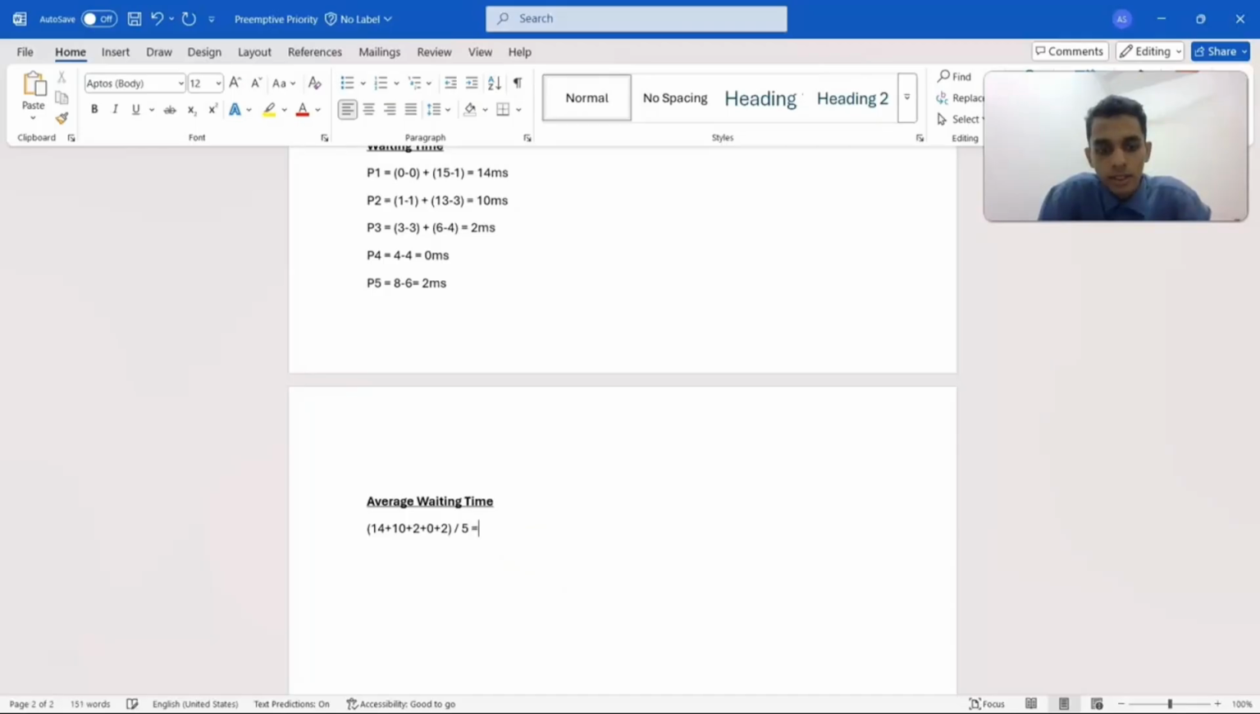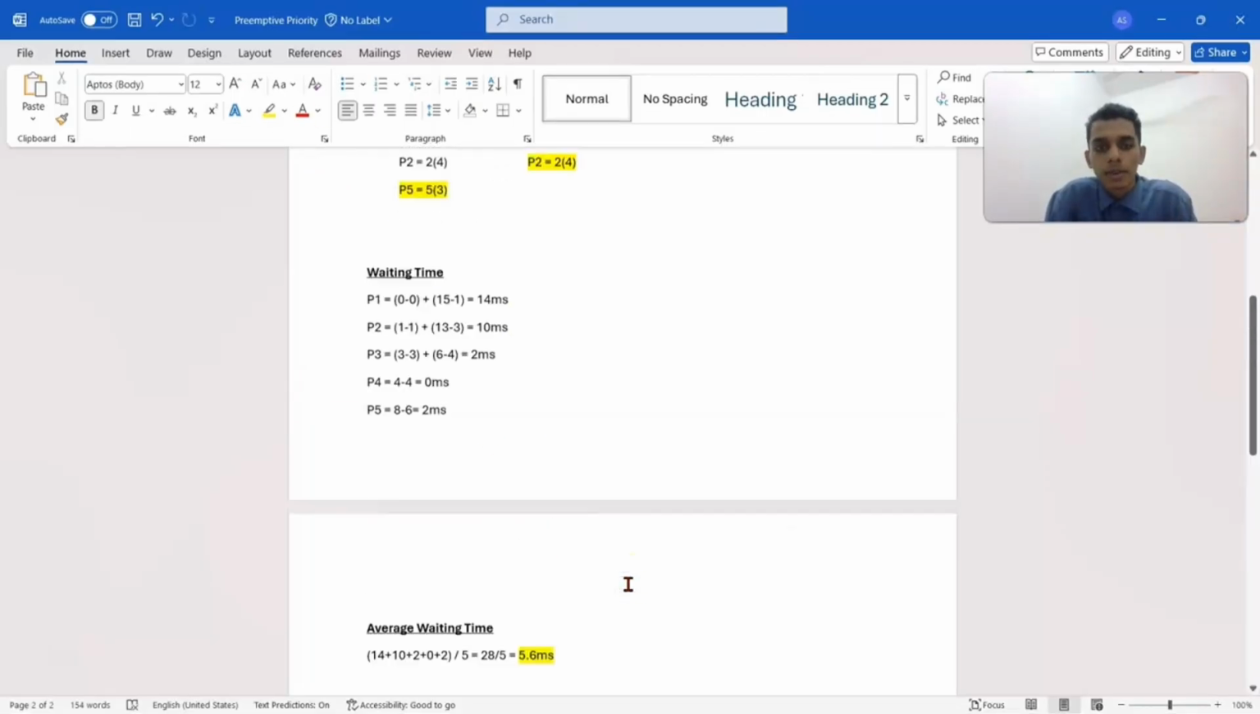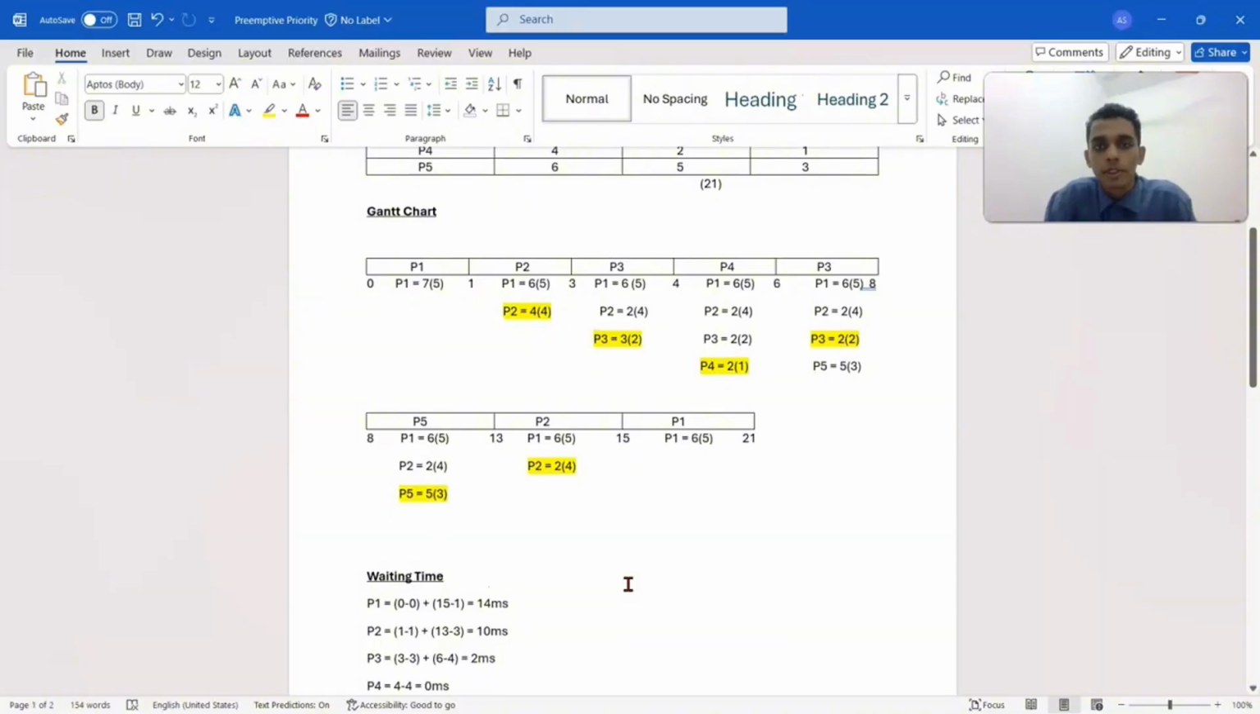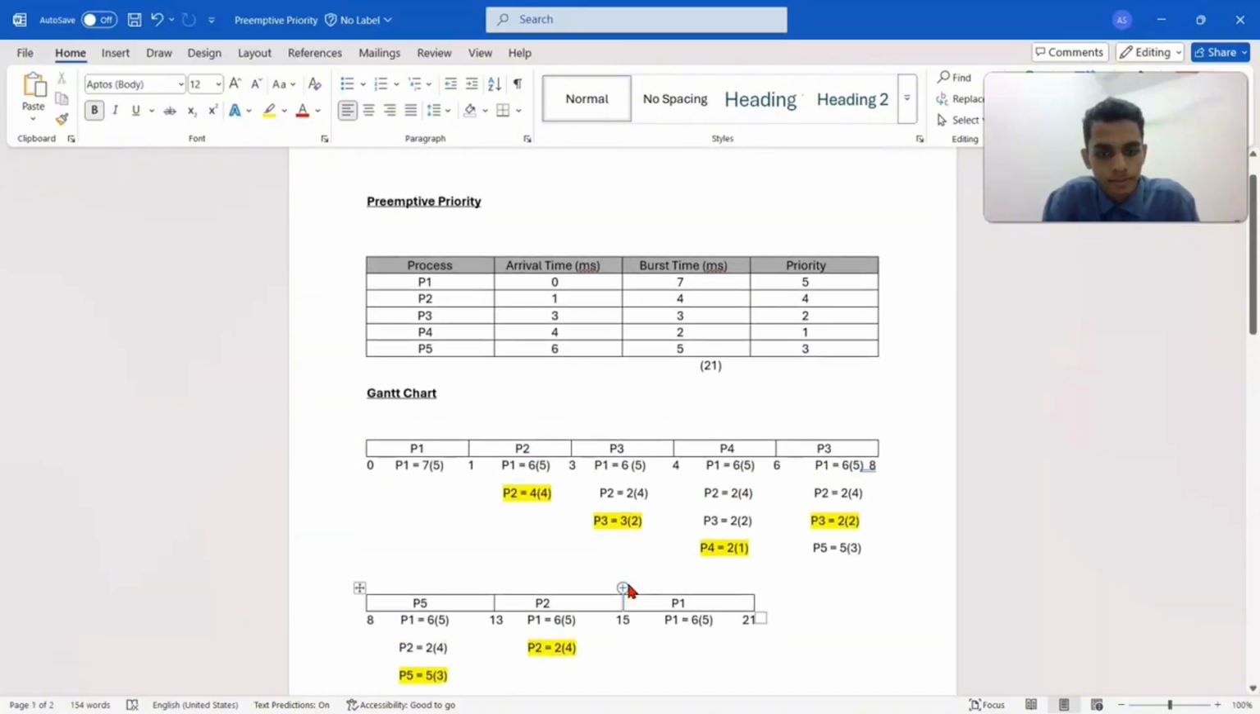And once you've done that, we will calculate and we'll have a result of 28 milliseconds, which will be divided by 5, and the final result will be 5.6 milliseconds of average waiting time. And that will be the end of my explanation for preemptive priority from chapter 5.